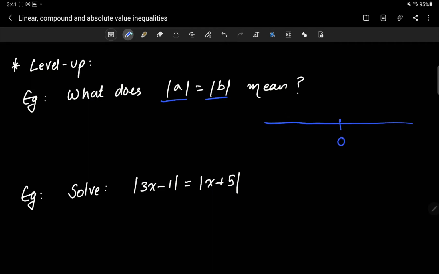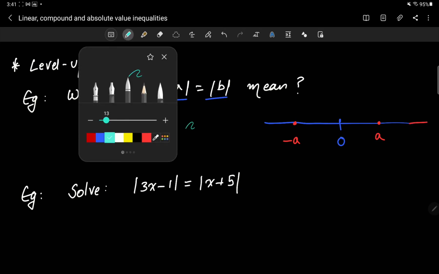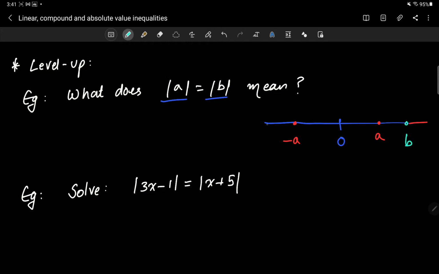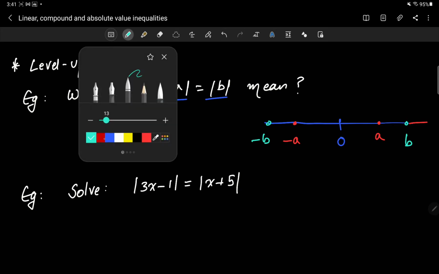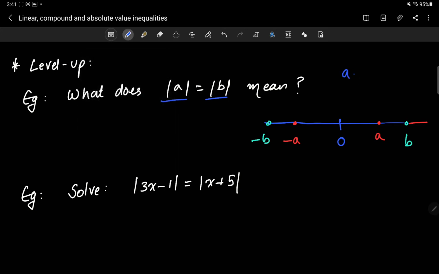It means that I'm trying to find two numbers, A and B, whose distance from 0 is the same, right? So I know that the number A and negative A have the same distance. Similarly, I know that any number B and negative B have the same distance. So if I want them to be equal, I want one of these things to be true. Either A equals B or A equals negative B.